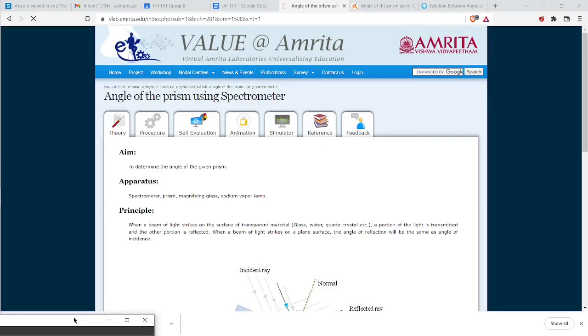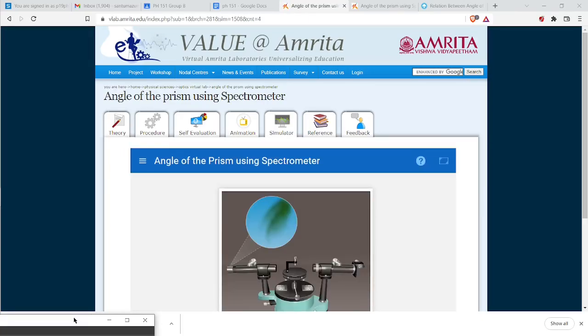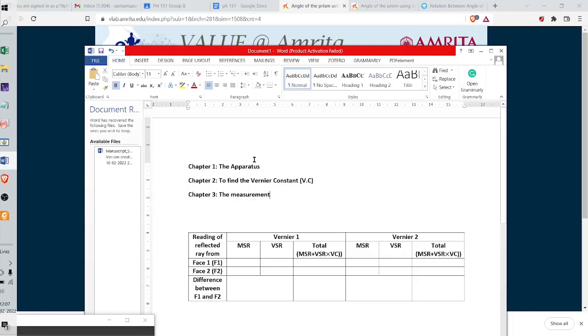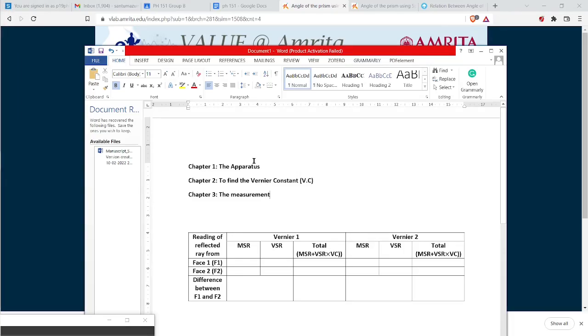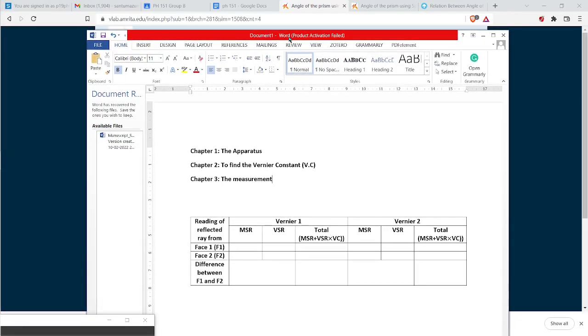This video consists of the determination of angle of prism using spectrometer, and here in this video we'll go through several steps, and the steps are listed here. The apparatus, this is chapter 1. Chapter 2 we will discuss to find the Vernier constant or the VC, and chapter 3 will be the measurement part. Now let's go to the virtual lab.